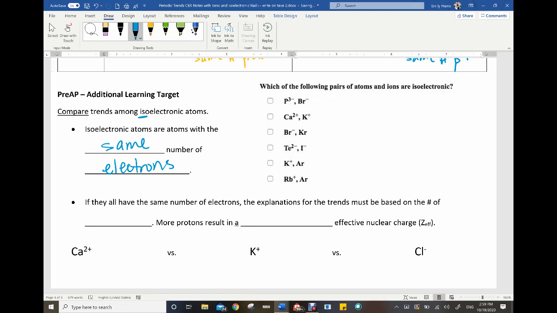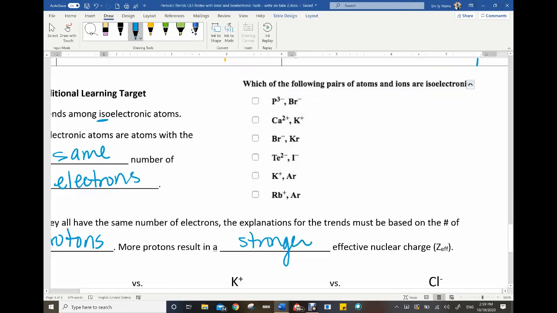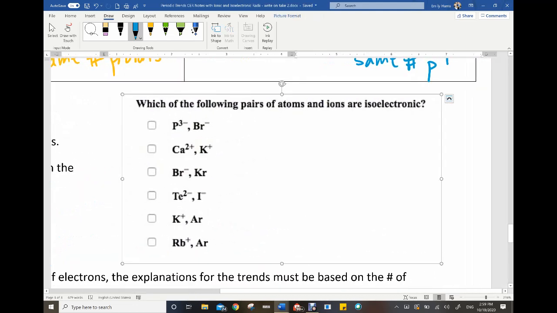Now, the idea is with these trends, if the atoms have the same number of electrons, then the explanations for the trends must be based on the number of protons. And so the way it works is that, as we know, more protons is going to result in a stronger or greater effective nuclear charge.